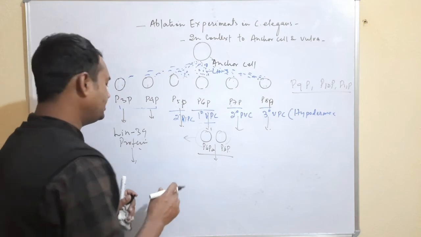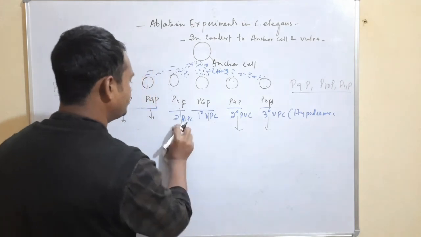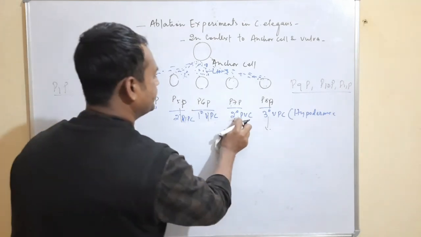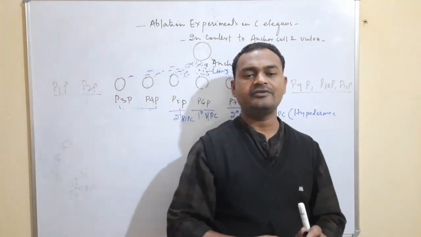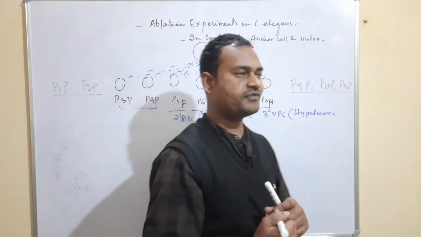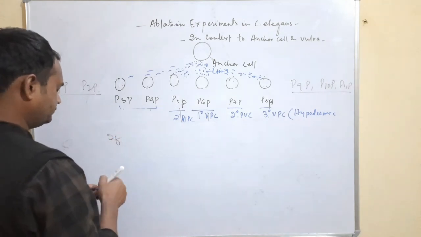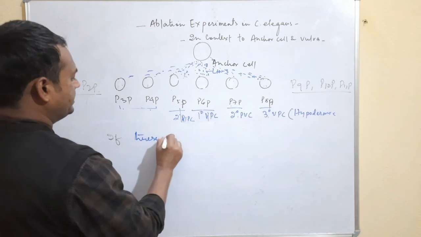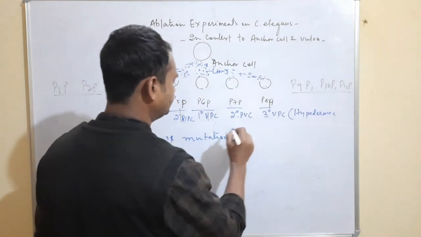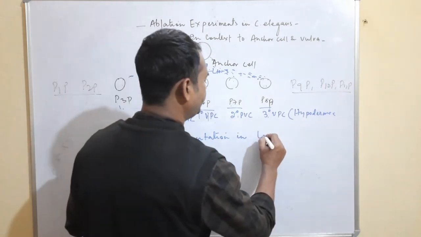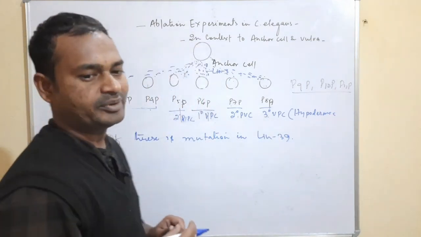So what will happen if there is a mutation in the Lin-39 protein? Because it is expressed by all those cells from P3P to P8P. If there is a mutation in Lin-39, then what will happen?